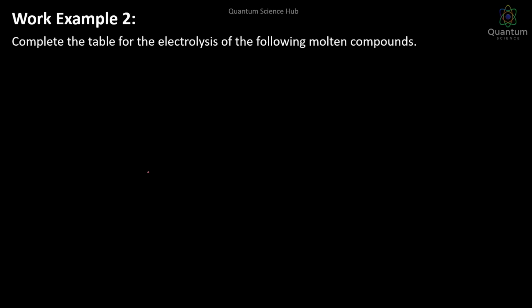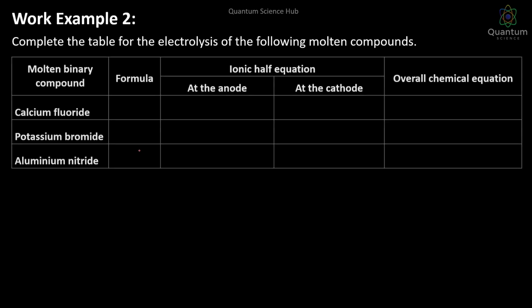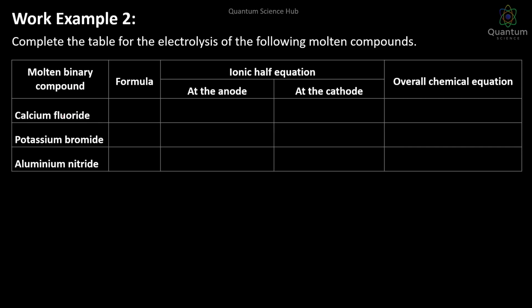Complete the table for the electrolysis of the following molten compounds. So these are molten binary compounds. Okay, let's start with calcium fluoride. What is the ion for calcium? Calcium is Ca2+, but fluoride is F-, right? So the formula here is, I will take yours, you will take mine, so Ca1F2, right? So the formula here is CaF2.